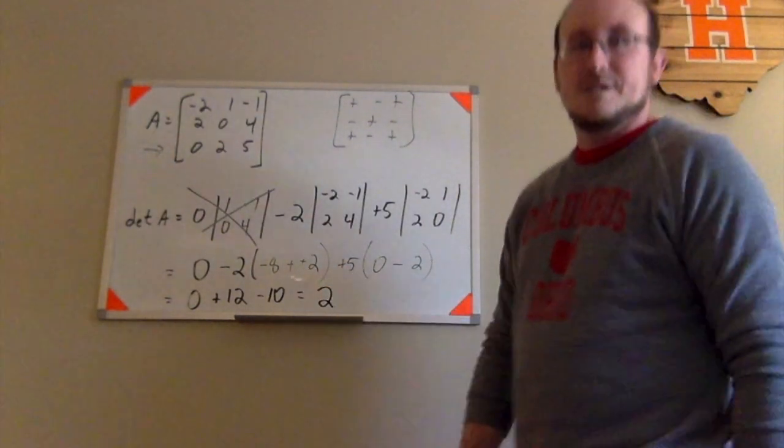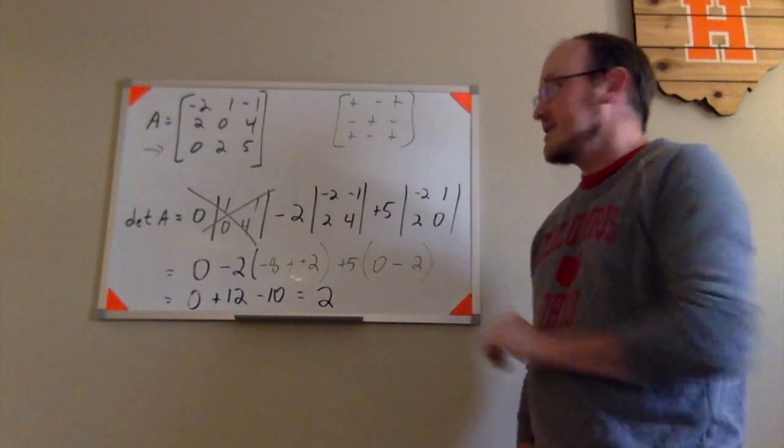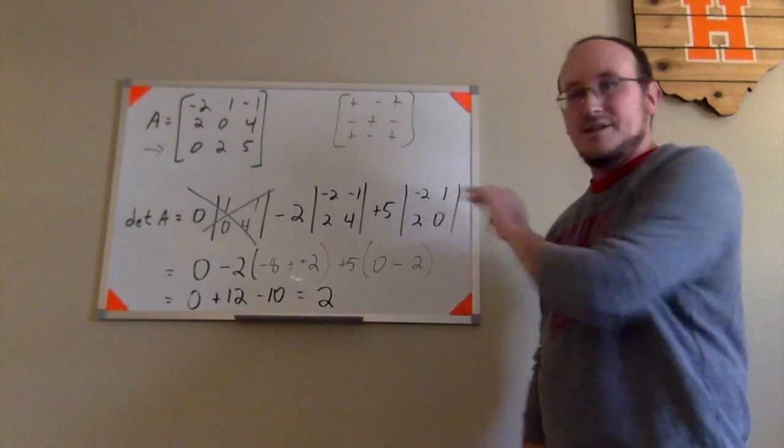So step 3 is now complete. I now know what the determinant of matrix A was. The determinant is 2.